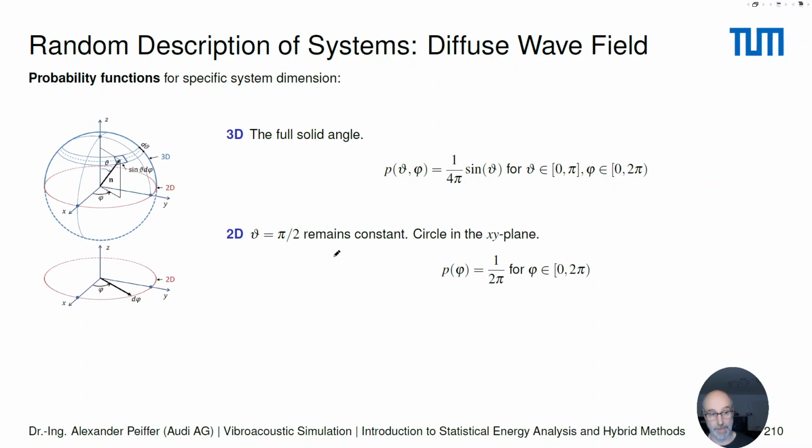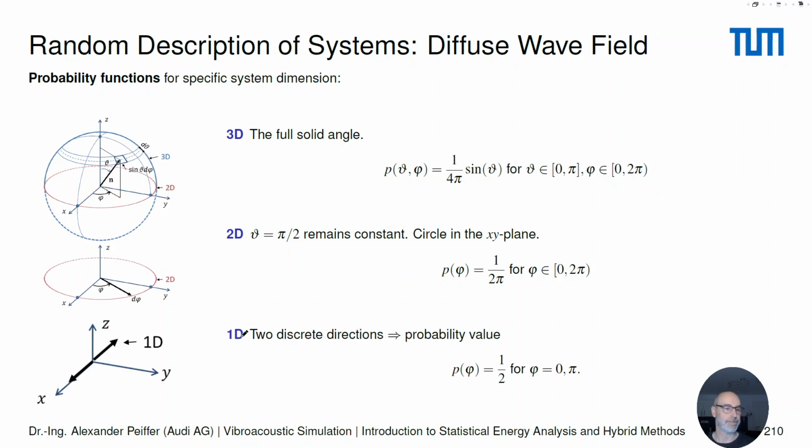In the 2D case, that's quite simple. We just have the polar angle of half pi, and then we're just circling around here in the plane. And for this, we have the same angle for the azimuthal angle, and the probability function is just 1 divided by 2 pi. In the 1D case, we just have two discrete directions. Maybe it sounds a bit strange that this could create a random wave field. But the probability is quite simple. It's just 1/2 for both directions, because we have only two options. If we are interested in formulating this by an angle, we would have just two angle positions.